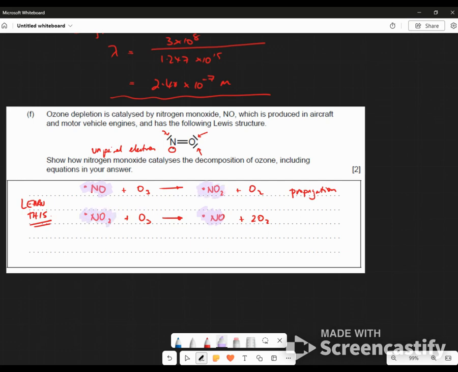So that's part of the catalytic system. The catalytic system in this case is NO and NO2. It's not one or the other, it's both. Both are part of the catalytic system because they're both regenerated. All right. Now let's have a look at the next one.